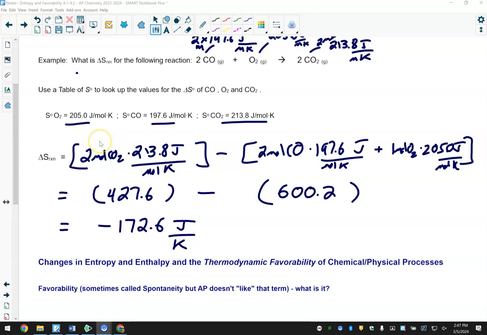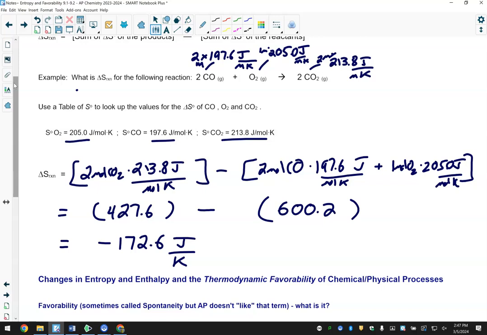Here we go. So here are the numbers that I looked up for my carbon monoxide, oxygen, carbon dioxide. Again, it's the sum of the entropy of the products minus the sum of the entropy of the reactants, all added together. And again, I see entropy went down when I get my final number, which I would have estimated, because 3 moles of gas is becoming 2 moles of gas. And that makes sense then that the real entropy change for this reaction was a negative number.